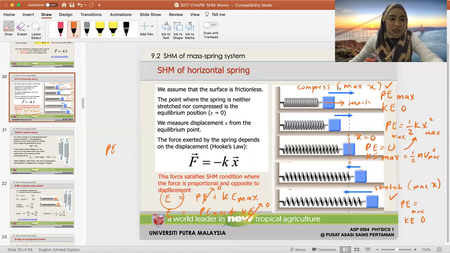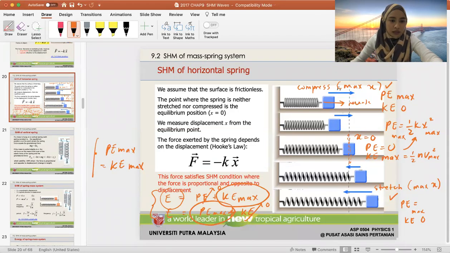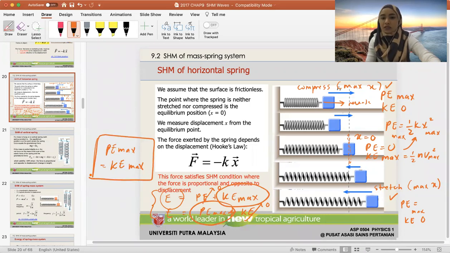Is PE maximum equal to KE maximum? Is the value the same? Tengok balik equation ni. Is it the same? Yes. E is constant. When PE is 0, you get KE max. E is constant. When PE max, KE is 0, which means that this over here is equal to PE max. Okay, so I wrote it here dulu. Nanti kita akan come back to this equation, to this relation.